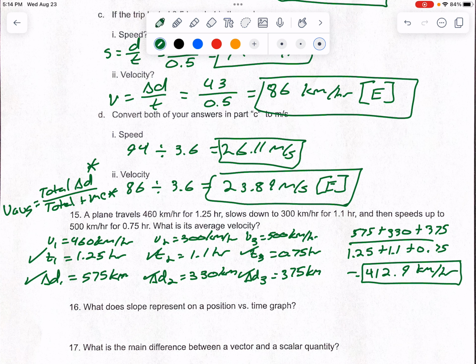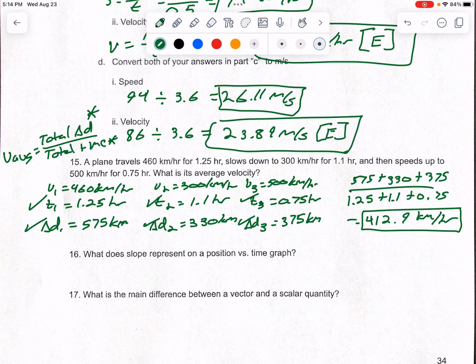And there's your answer. 16, what does slope represent on a position versus time graph? We've already talked about that. Slope is equal to velocity. Okay, what is the main difference between a vector and a scalar? Again, a vector is anything with a direction.